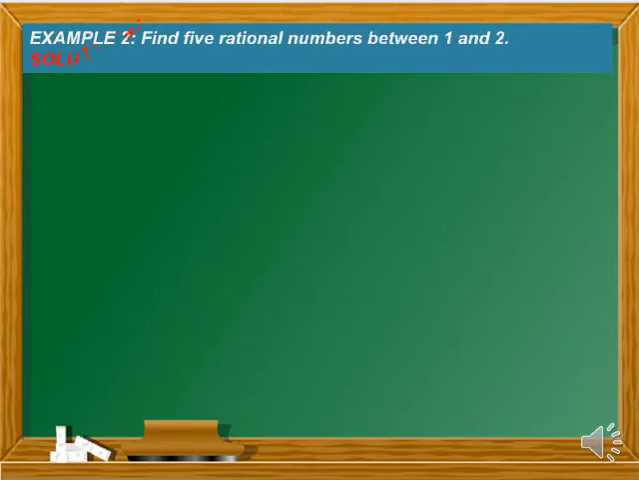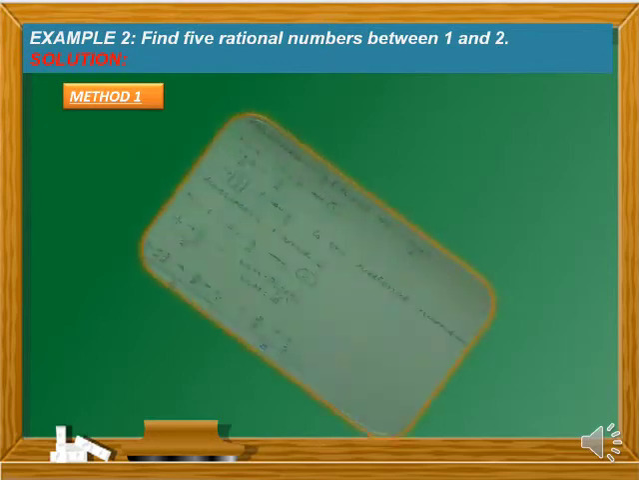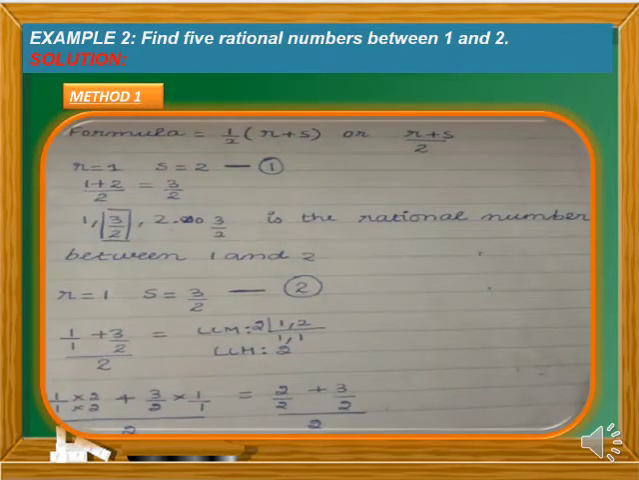Next is example 2: find 5 rational numbers between 1 and 2. Here we have two methods and I am going to show both. First method: for finding anything in mathematics, we apply a formula. Here the formula is half, that is 1 by 2, times r plus s, or (r plus s) by 2.